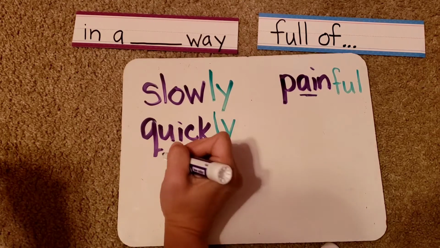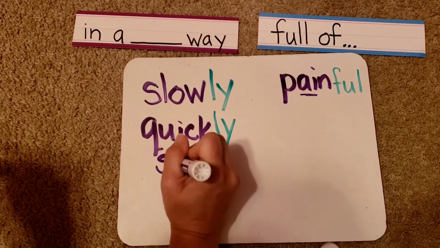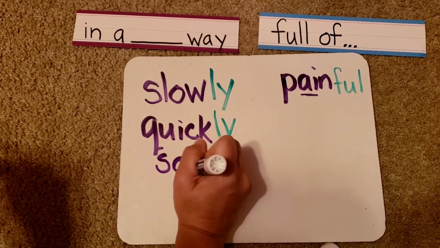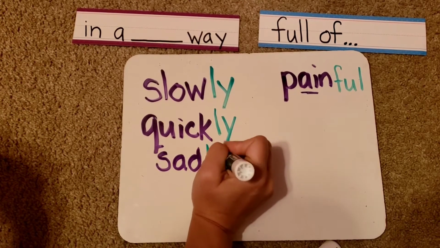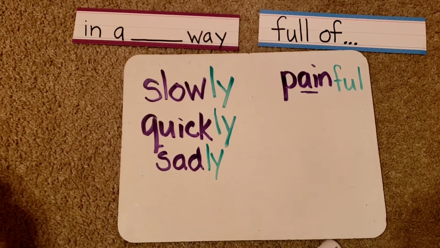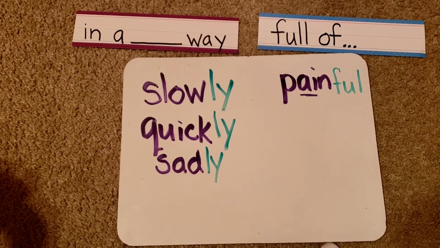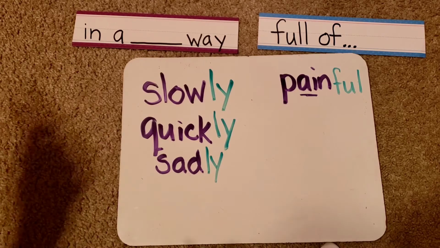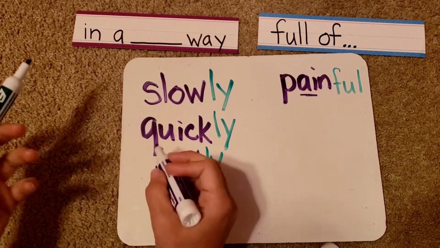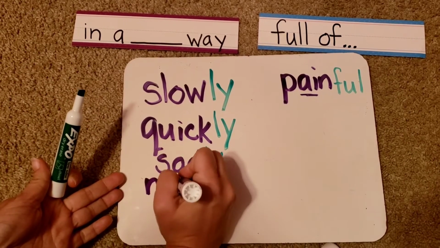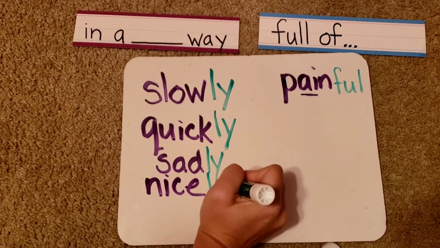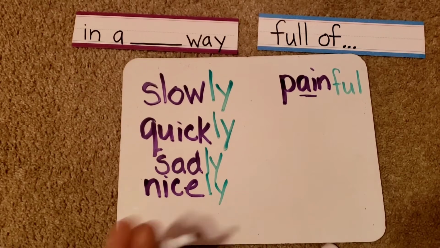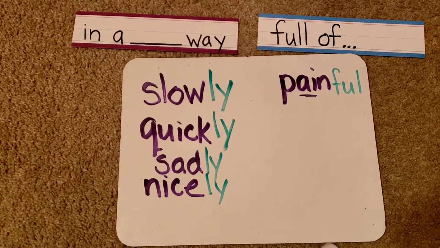Next, we're going to have somebody doing something in a sad way. Right? So they did it sadly. Everybody knows how to spell the base word sad. And all we have to do is add a suffix ly to show that they did it in a sad way. Okay. Next would be nicely. Another way you can do something is you can do it in a nice way. So we write our base word nice. And then we're going to add our suffix ly. How did they do it? They did it in a nice way. They did it nicely. Okay.